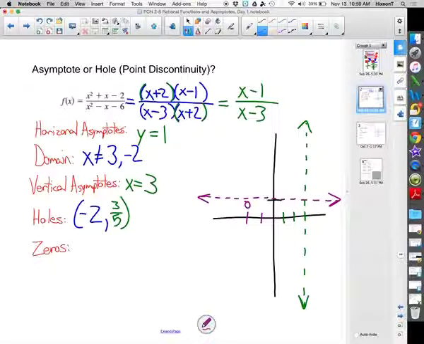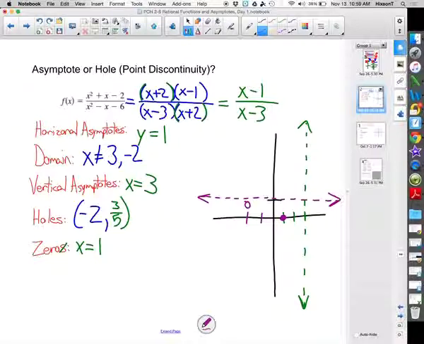And then also, I can tell my zeros as well. What are my zeros going to be? Just at 1, right? Because x is not allowed to equal negative 2, right? So my zero, there's actually only 1 in this case, is x equals 1. Alright, so I can put that on my graph as well. Okay?